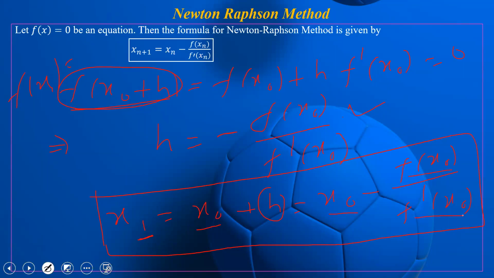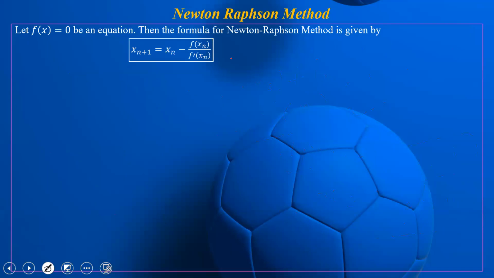If we put it for general terms, how can we write it? It can be written as xn plus 1 is equal to xn minus f of xn divided by f dash of xn. So we get this formula. This is the iterative formula. We use this formula to find the general solution of equations, whether it is an algebraic equation or a transcendental equation.